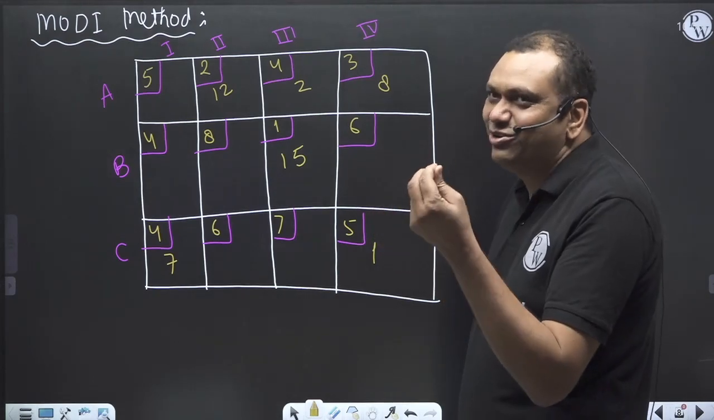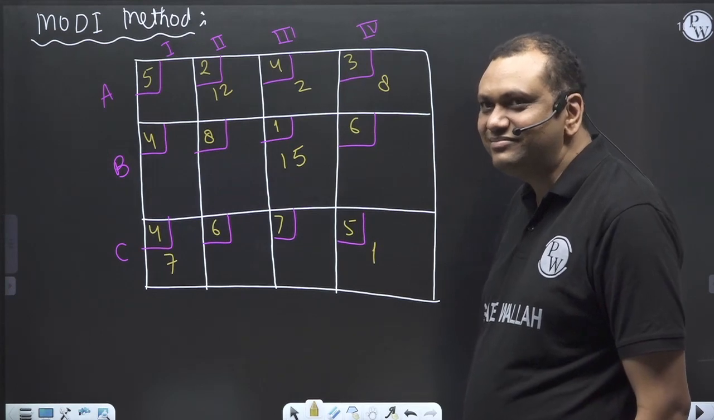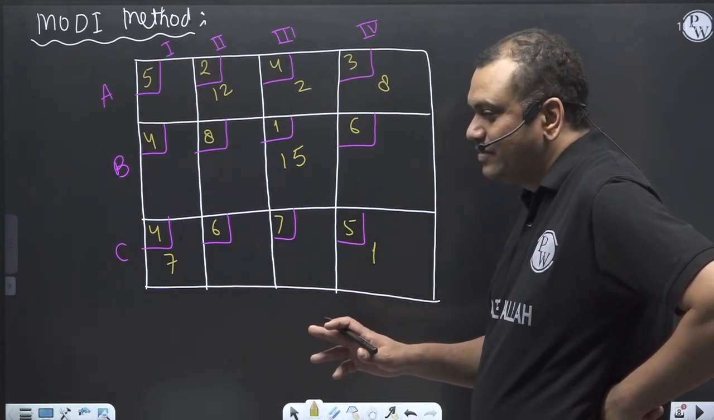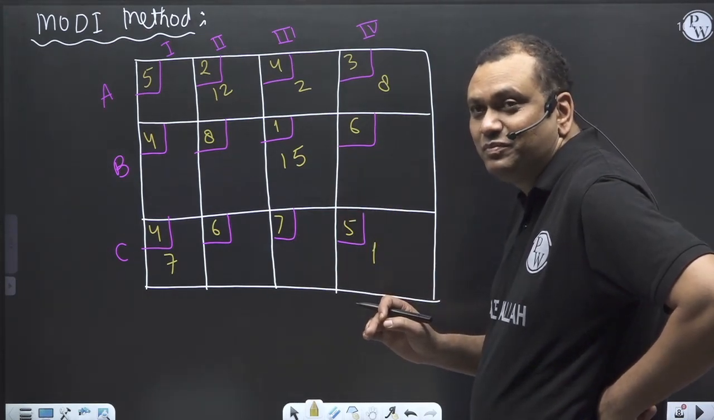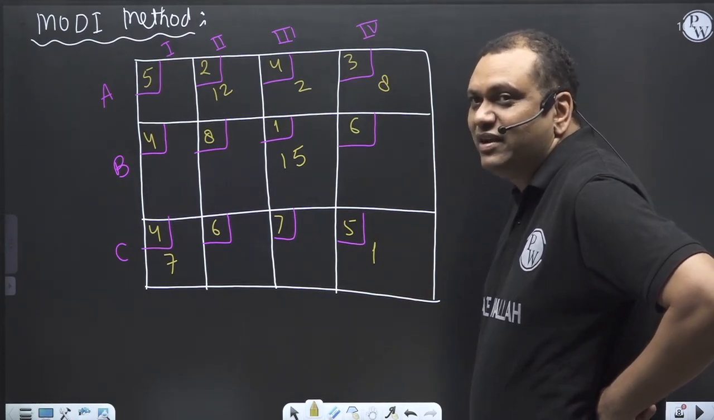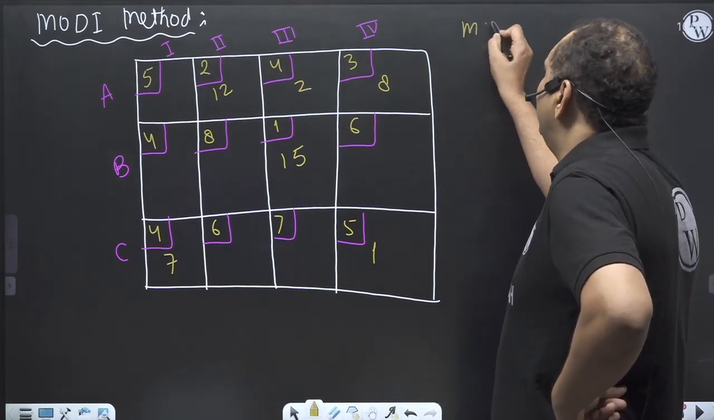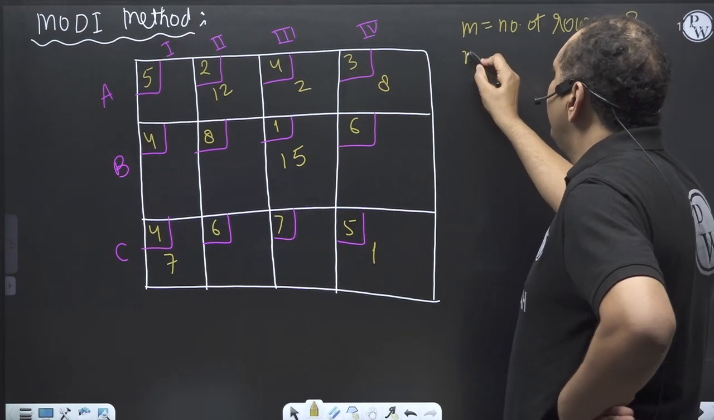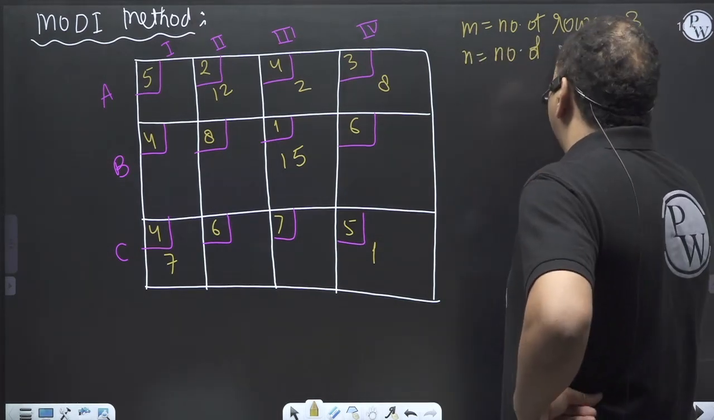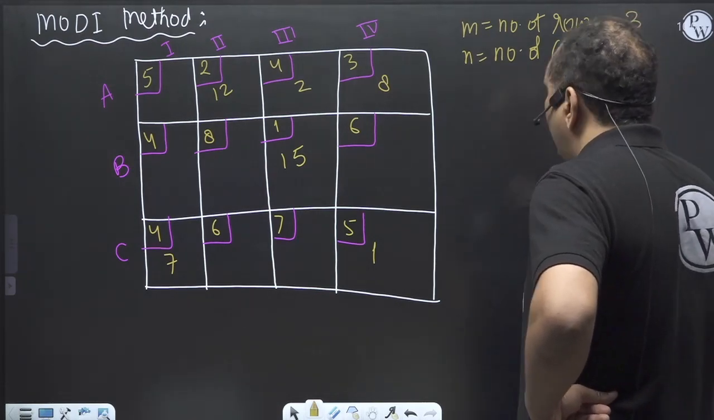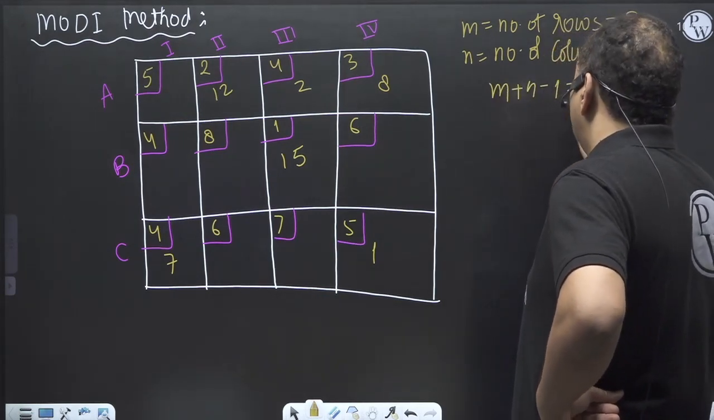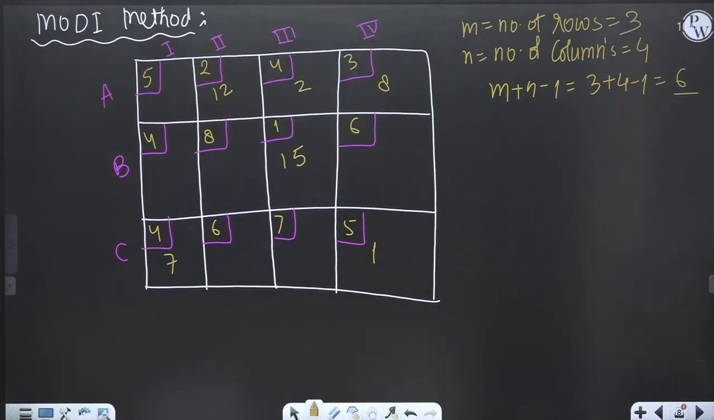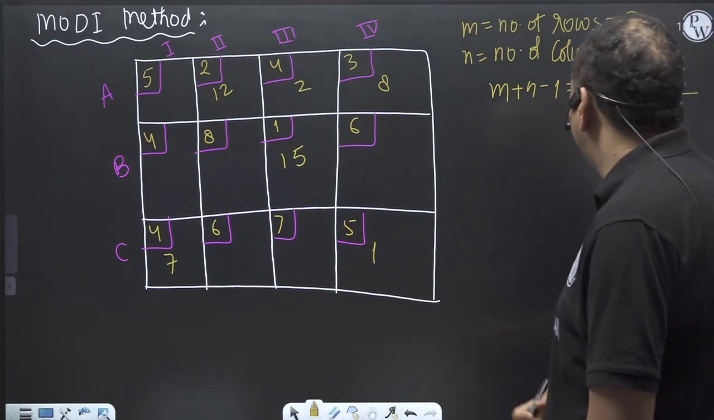So how to find out optimality? Before moving towards optimality, you have to check whether the problem is degenerated or not. M is number of rows, you have 3 here. N is number of columns, which are 4. M plus n minus 1 is equal to 3 plus 4 minus 1, which is 6.